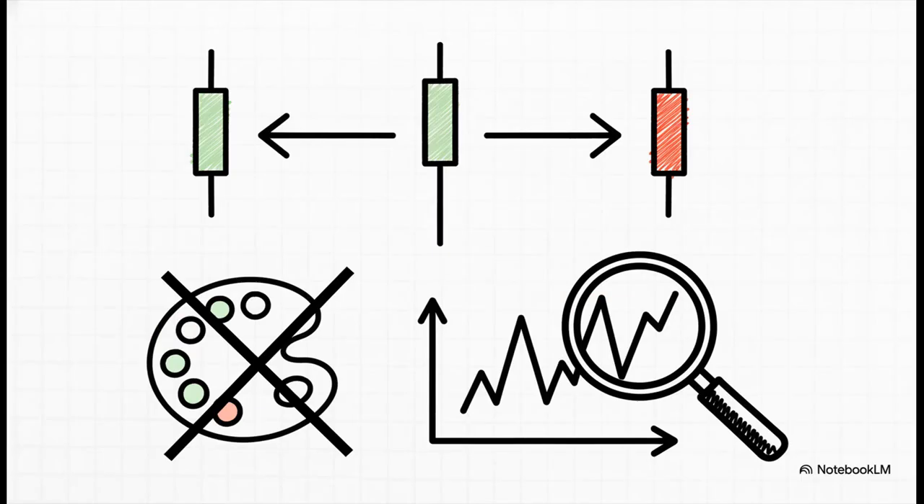So the absolutely crucial point here is, for these specific twins, color completely does not matter. A hammer can be red or green. A hanging man can be red or green. It's all about whether the prior trend was pointing up or pointing down. Don't make the rookie mistake of blindly buying just because you see a green hanging man.